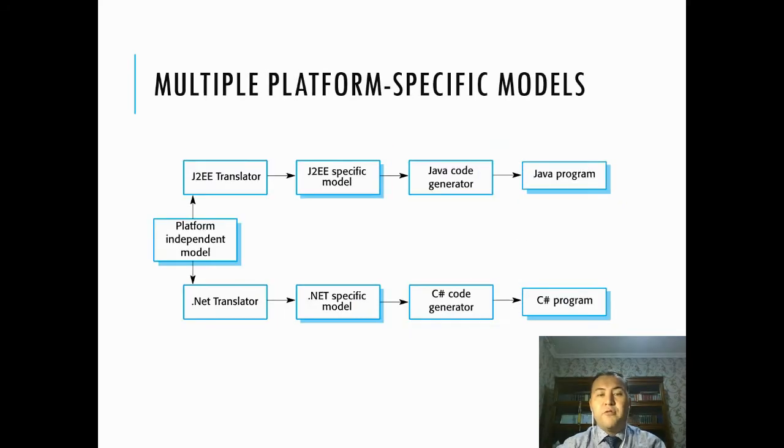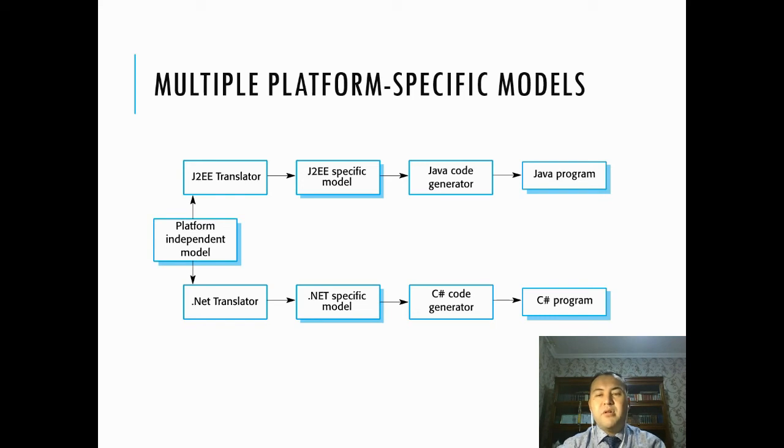The translation of platform-independent to platform-specific models is a simpler technical problem. Commercial tools and open-source tools are available that provide translators from PIMs to common platforms such as Java and J2EE. These use an extensive library of platform-specific rules and patterns to convert a PIM to PSM.